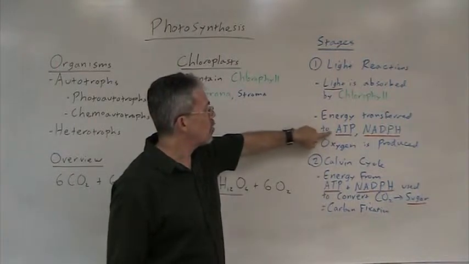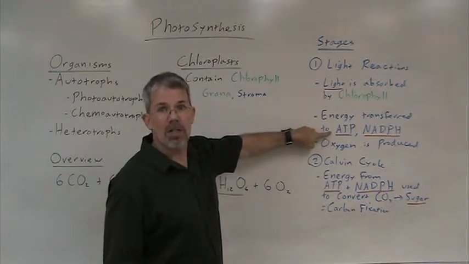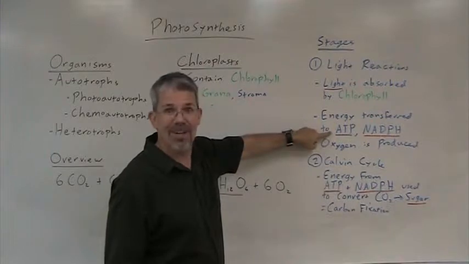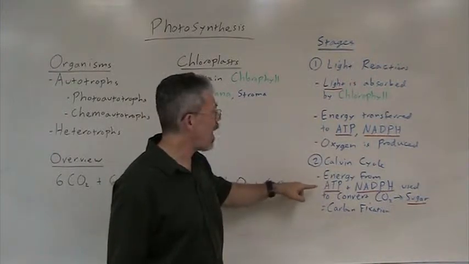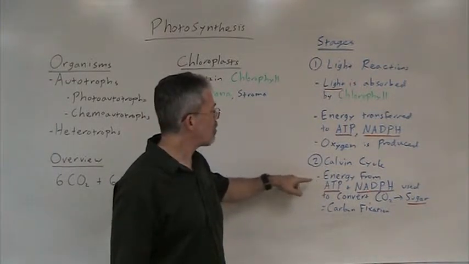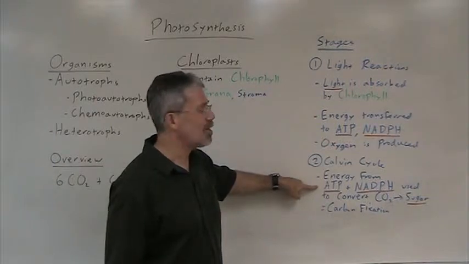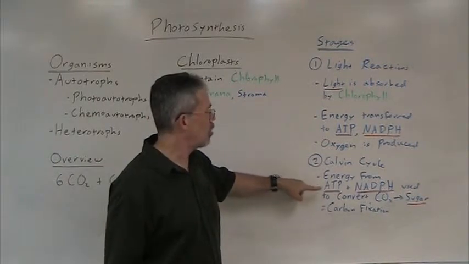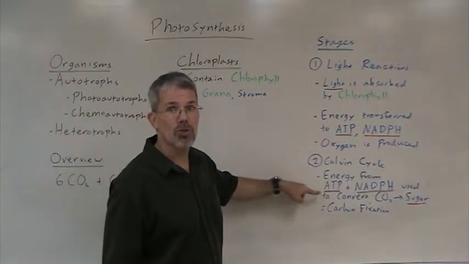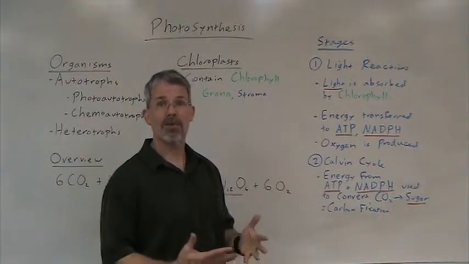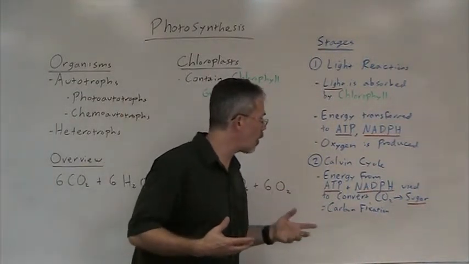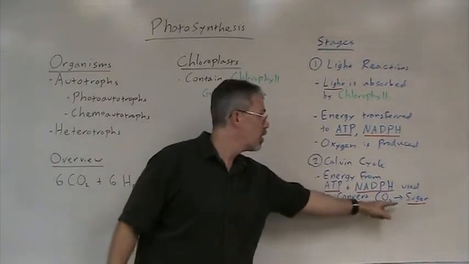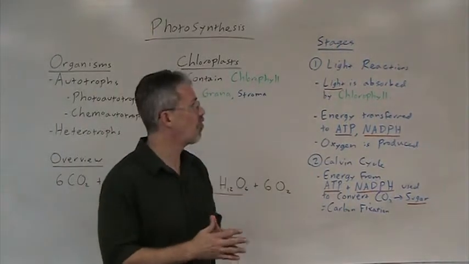Now, the energy that is produced in the light reactions goes into the Calvin cycle. The Calvin cycle takes the energy from ATP and NADPH to convert carbon dioxide into sugar. We call this carbon fixation, a conversion of carbon from an otherwise useless form to a biologically useful form.